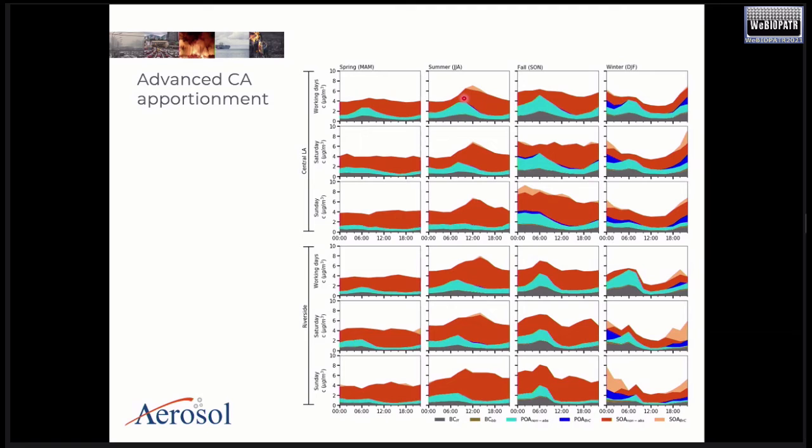Then what is interesting here is the secondary formation. Like I said, during the summer there is a big peak, which is also present in spring and fall for both sites, and it's mostly non-absorbing. But in the winter, there is a peak in the secondaries also in the evening, in the night, and it absorbs a bit. So this is the light orange color here.